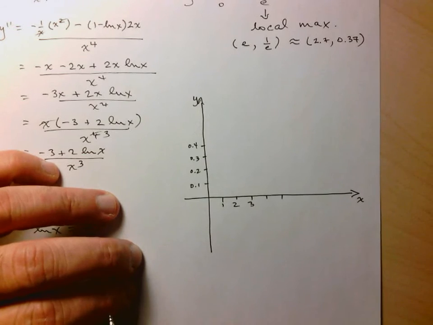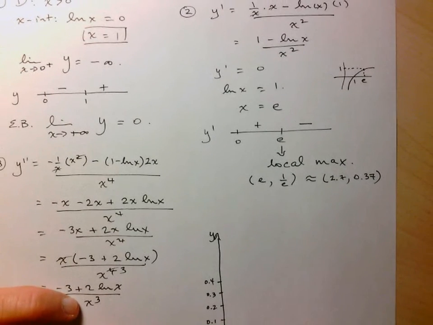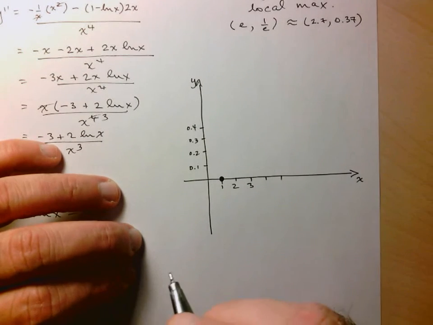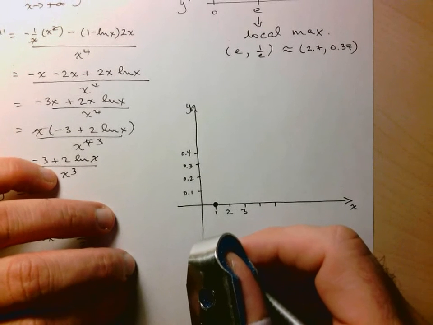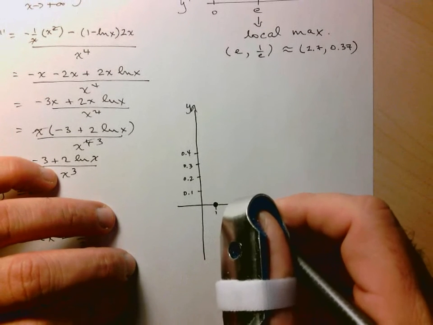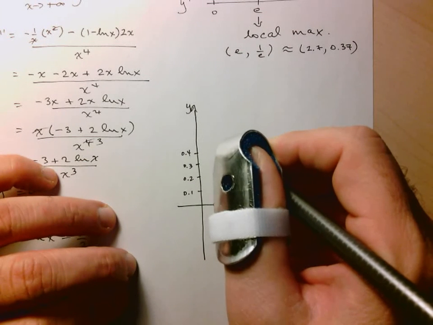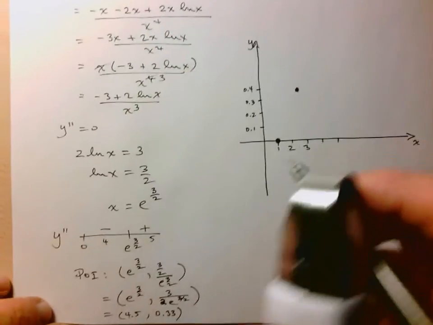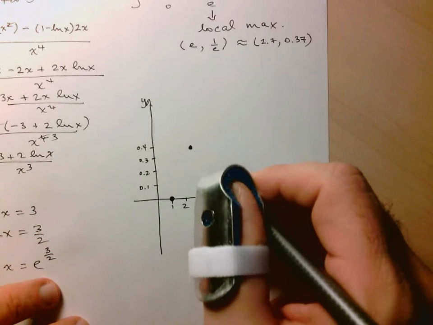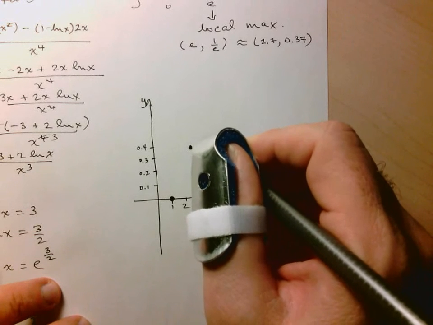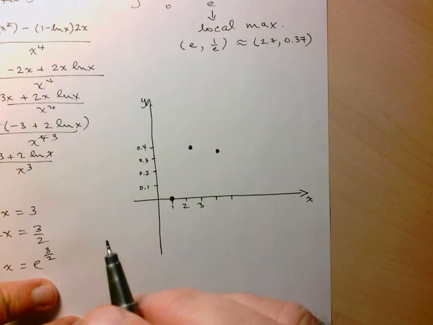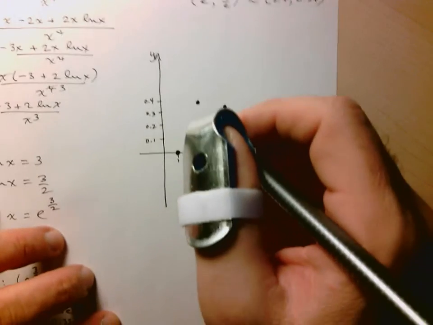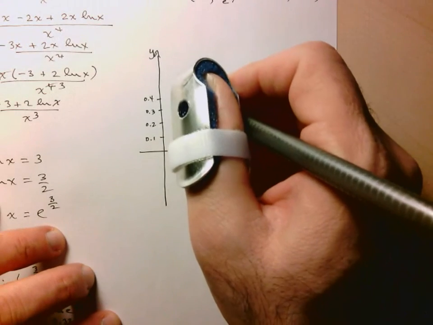Okay, so what are the important points? We have our x-intercept at 1. Next we have our local maximum, which is going to be at 2.7, around there, 0.37. Okay, that's somewhere there. And then at 4.5, I've got 0.33, more or less there is my point of inflection. Okay, so I know that this is going to negative infinity here.